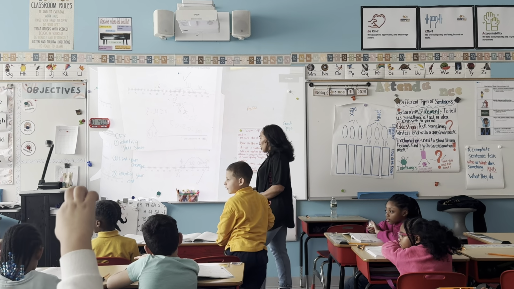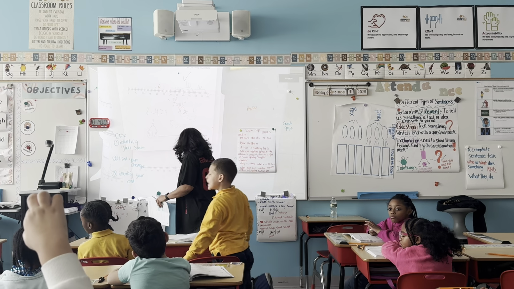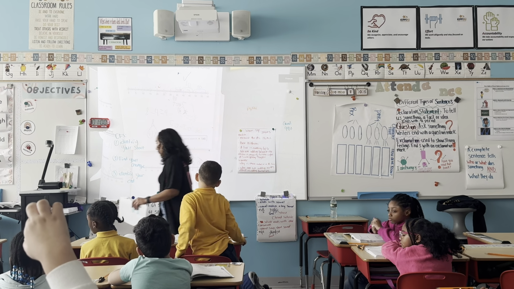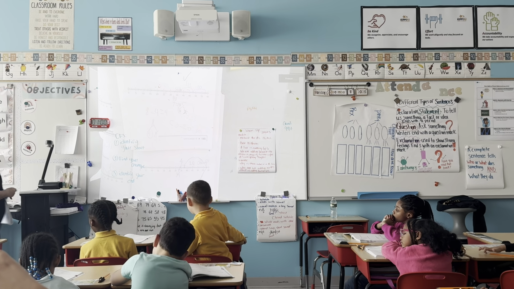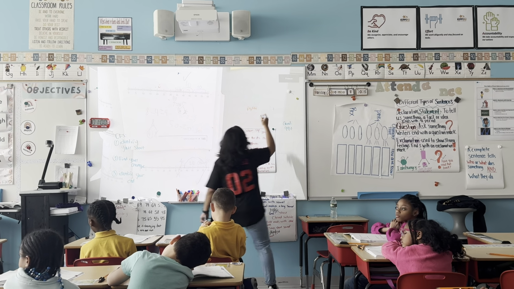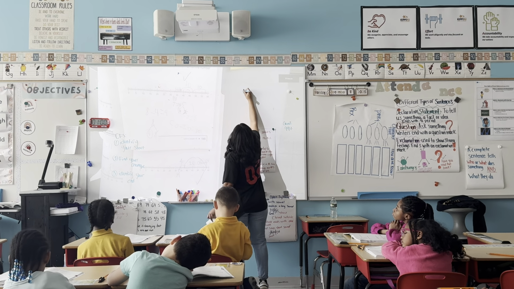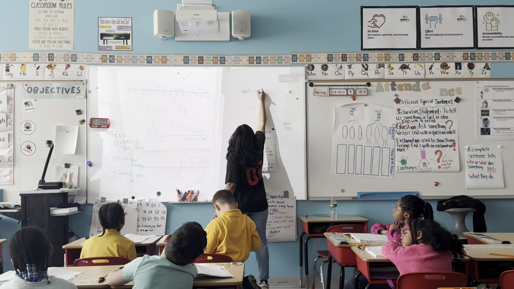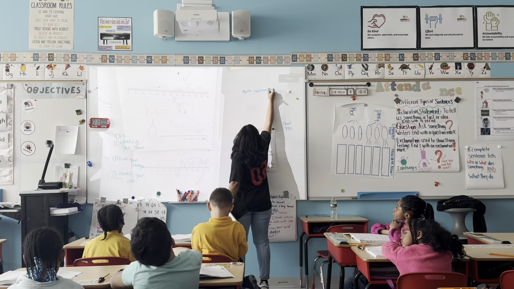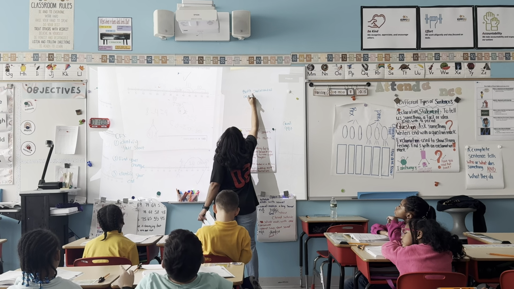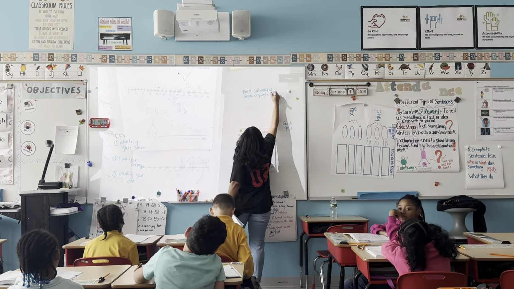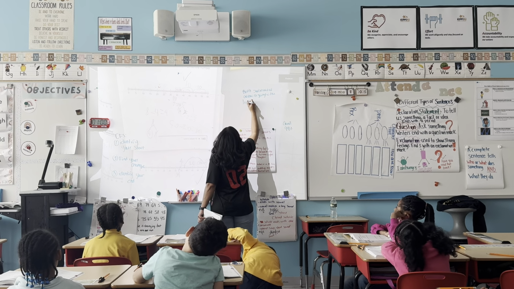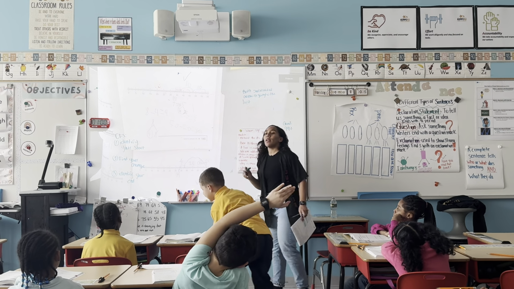How do we know that they're both subtracting? So they both subtracted, and we know that because the arrow is going to the left. What else is the same or what else is different?